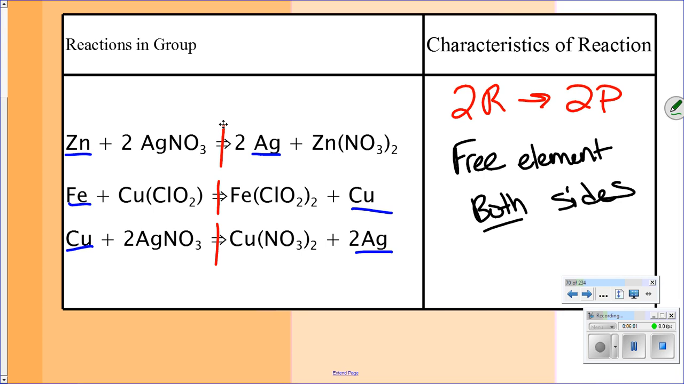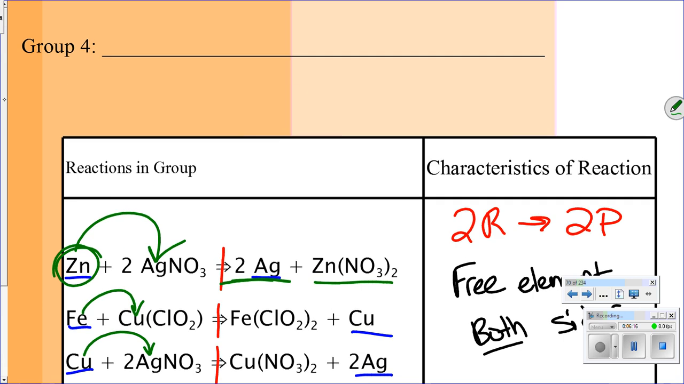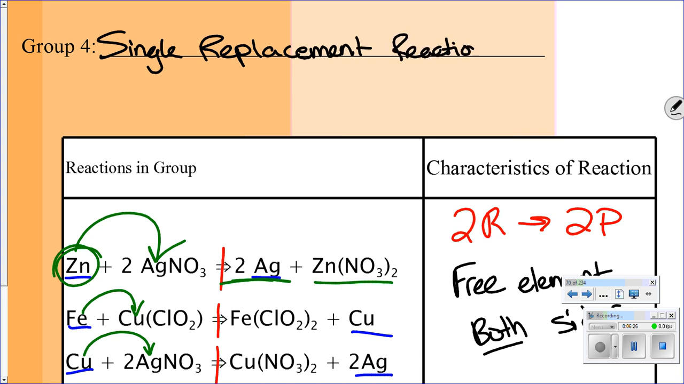So this is something called a single replacement reaction. In short, what happens is zinc bops silver out of the equation here. Silver ends up all alone, and zinc is now in that compound. So you can see iron doing the bopping here, copper doing the bopping here. So this is what we call a single replacement reaction.